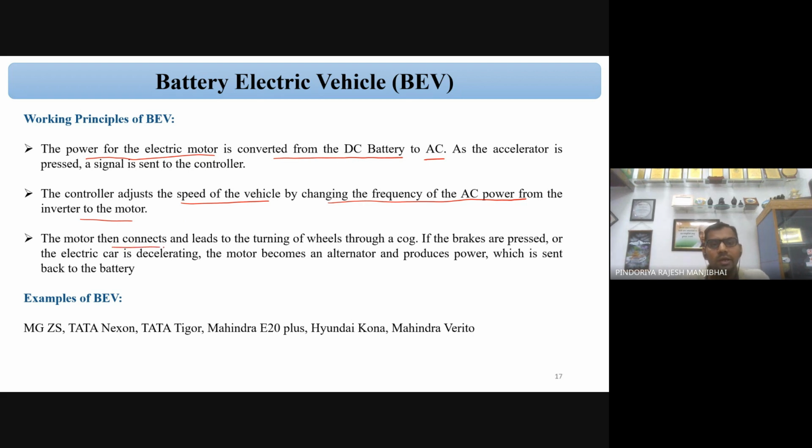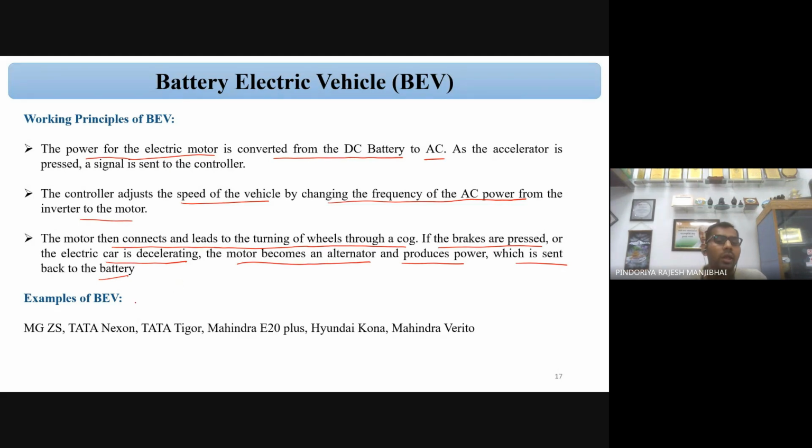The motor is then connected and leads to the turning of the wheel through the cog. If the brake is pressed or the electric car is decelerating, the motor becomes the alternator and produces power which is sent back to the battery. So that is nothing but regenerative braking.